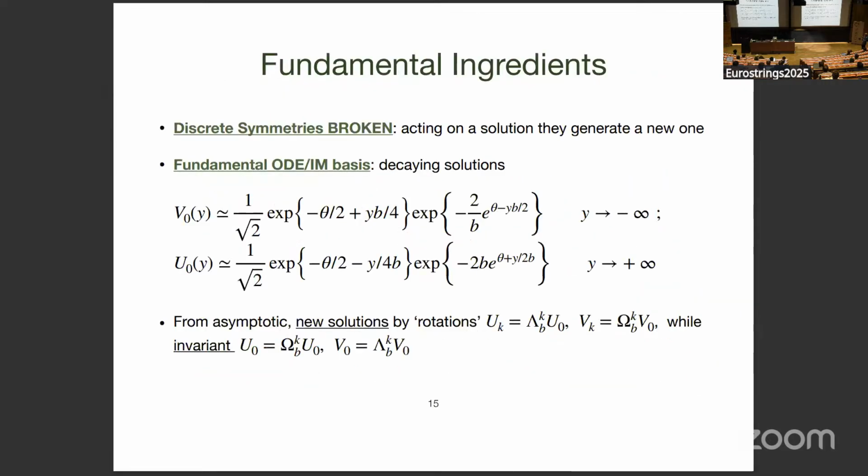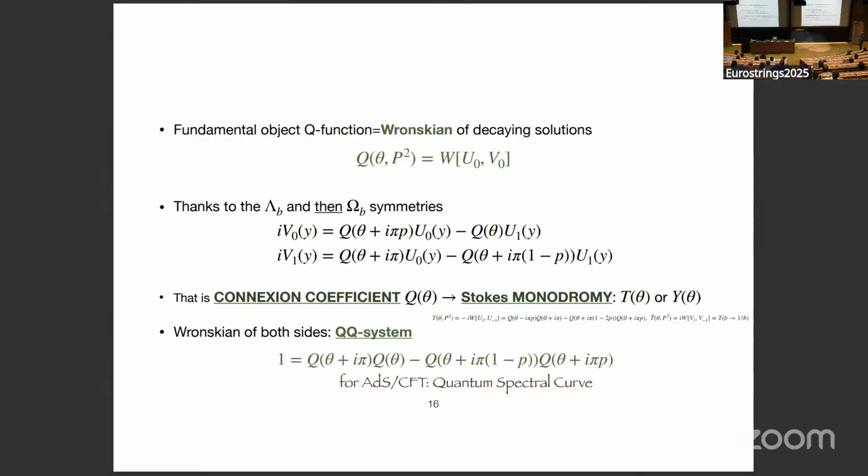The ingredient of this theory is to have discrete symmetries I've already shown you, which are broken by these fundamental solutions. These are the solutions going to 0 uniquely at minus infinity and plus infinity. Of course, if you act with one of the symmetries, you go from U0 to U1. U1 is the exploding one, and similar for V1. Okay, and in this way you also get rigorously the exploding solutions. Now, of course, you define the Wronskian of these two solutions, and this is the spectral determinant.